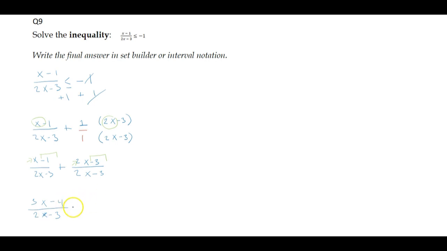So what I'm going to do now, this is going to be less than or equal to 0. I'm going to take both binomials, the numerator first, and I'm going to make that less than or equal to 0, and then I'm going to solve by adding 4 to both sides of the inequality sign, and the 4 cancels. Now I'm going to have 3x less than or equal to 4.